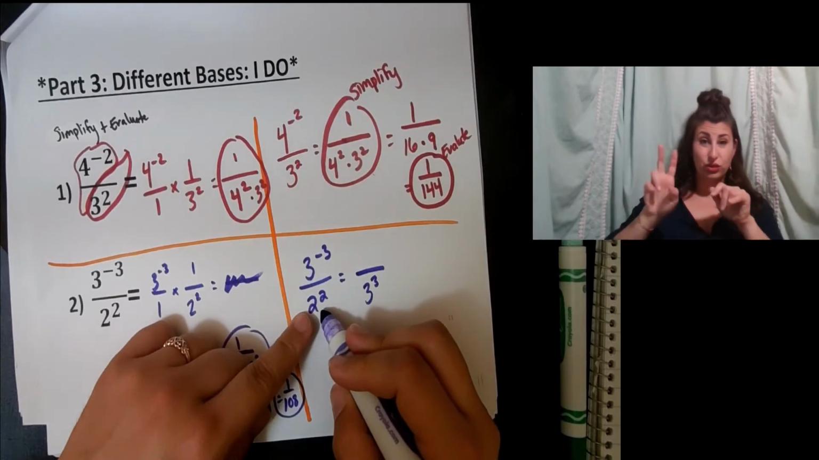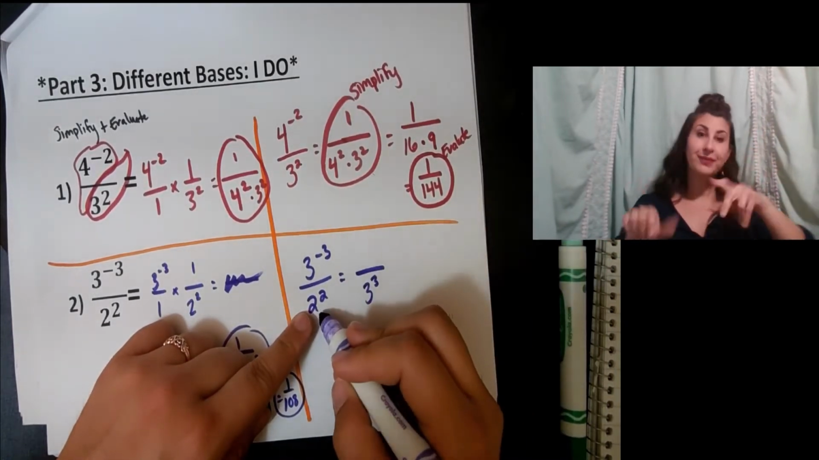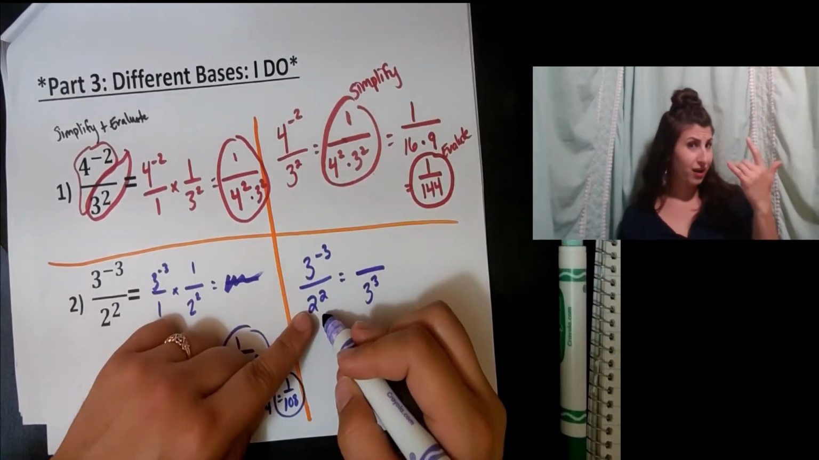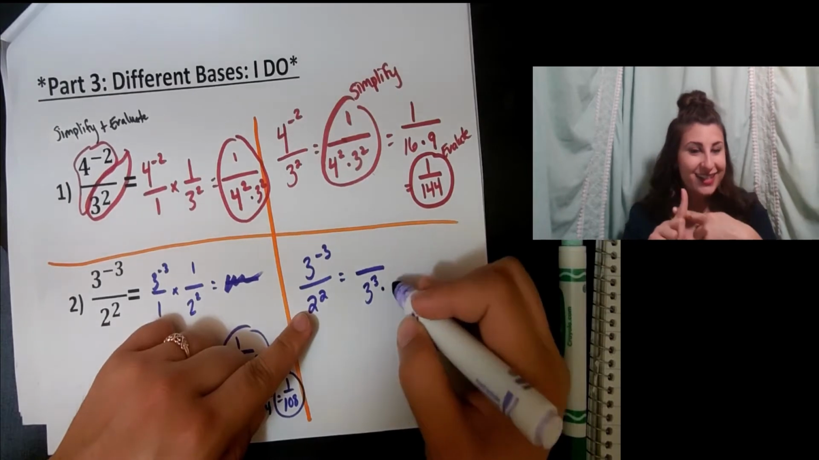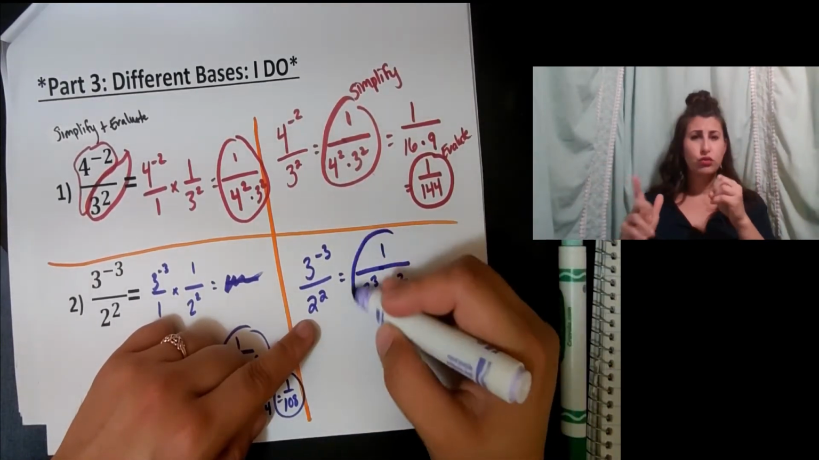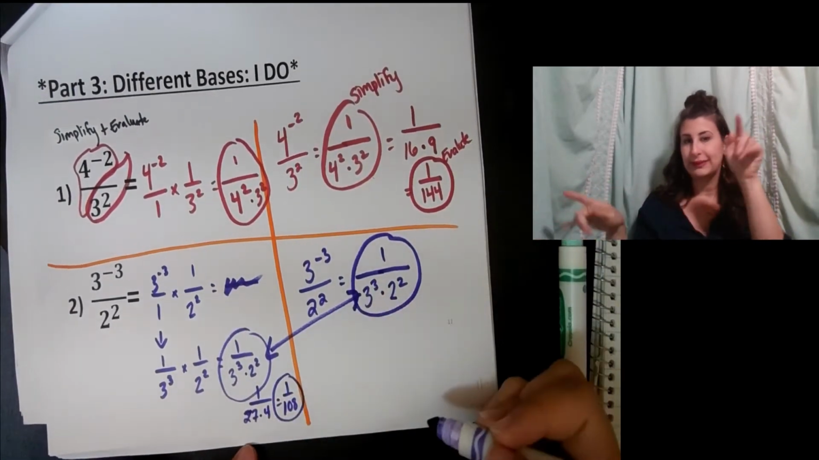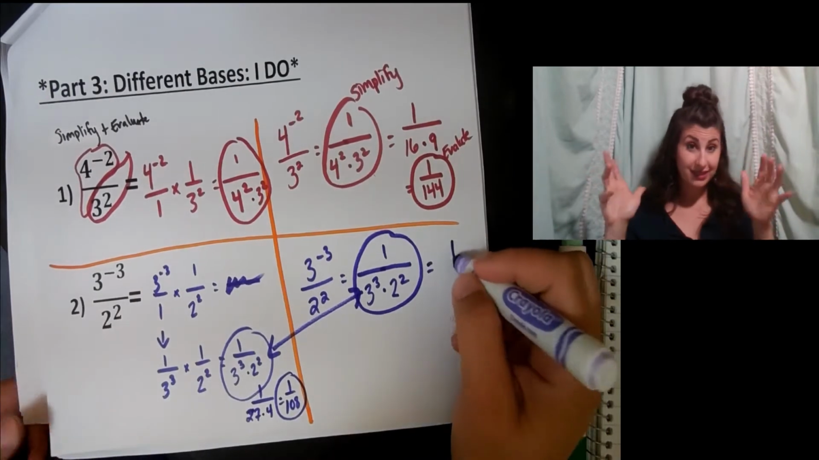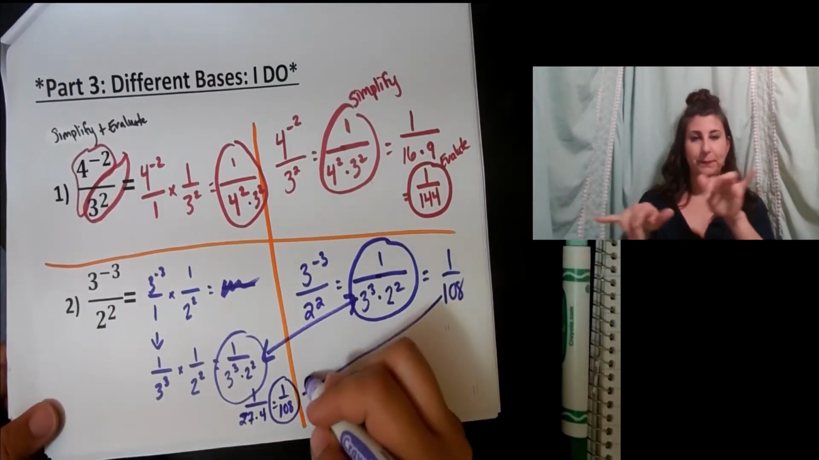Now look at this one. Is this going to stay on the bottom or is it going to flip to the top? It's going to stay. Why is it going to stay? Because it's a positive. So I'm just going to leave it at the bottom, and there's nothing left on top, so I'm just going to put 1. That matches that one exactly. All right, and that simplifies to be 1 over 108 as well. Okay, just like that one, because it's the same.